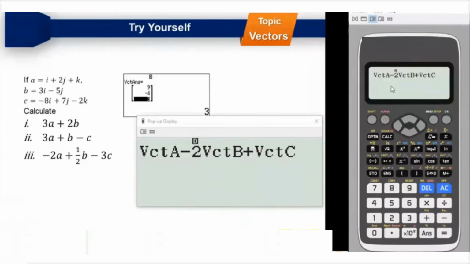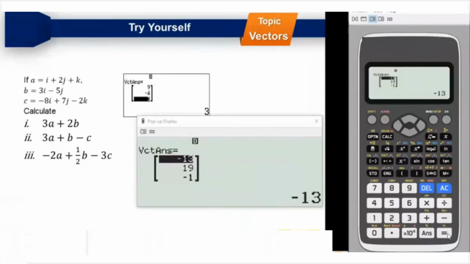So vector A plus 2 times vector B plus vector C is this. So whatever the question is, we can easily solve it. Since I am done with part 1, I did one extra part also. Now you have to do part 2 and 3. You have 1 minute to do part 2 and 3.